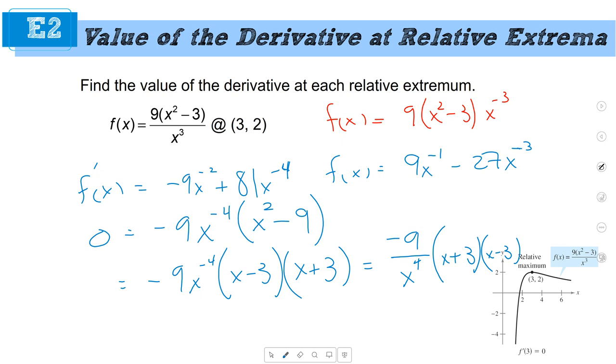So we're actually going to revise the definition of a critical number a little bit. Not only is it where the derivative equals 0, but it's also where the derivative is undefined. So our critical numbers for this problem would be 0, 3, and negative 3. And in this particular case, we were looking at the point for 3. So we kind of did the problem backwards. We knew where we were going. We just went around about the way to do it.